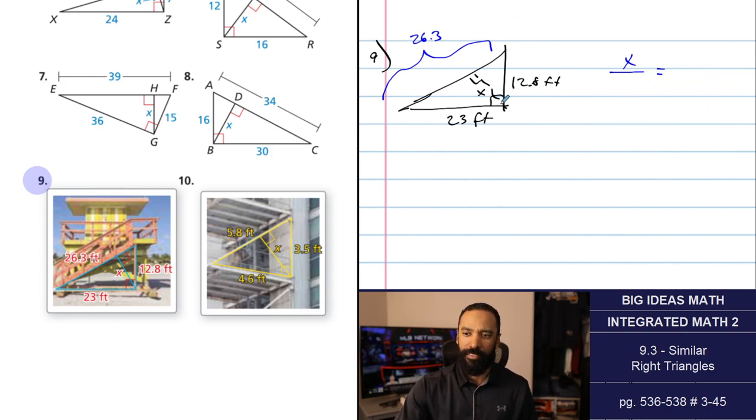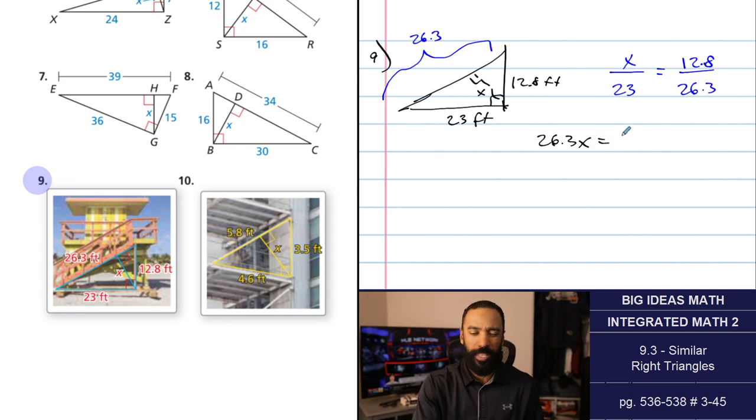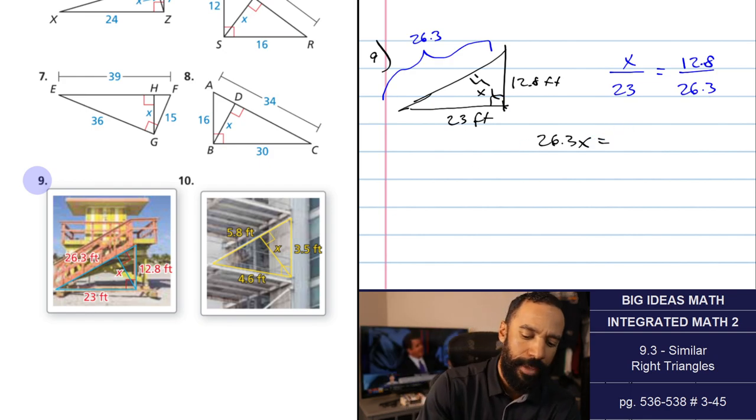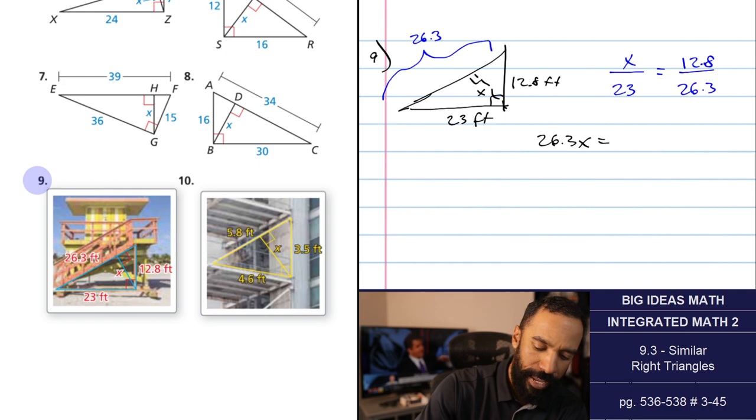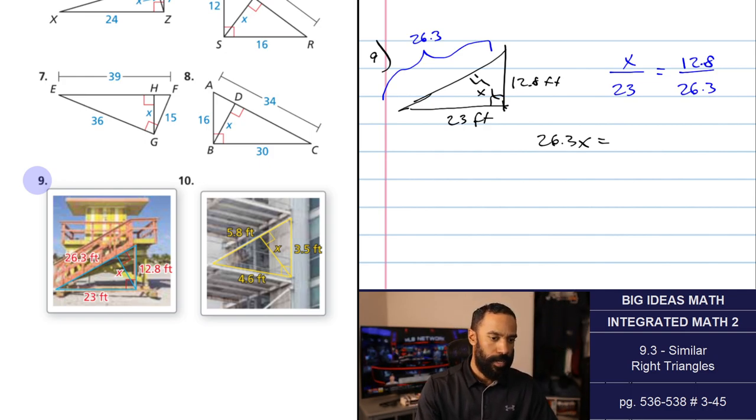X is the long leg of the small, and 23 is the long leg of the big triangle. The hypotenuse of the small is 12.8 feet, and the hypotenuse of the big triangle is 26.3. So I can do it that way. If I cross multiply, I'm going to get 26.3x equals, where do they come up with these numbers? 23 times 12.8. I guess they measured a lifeguard house thing stand.